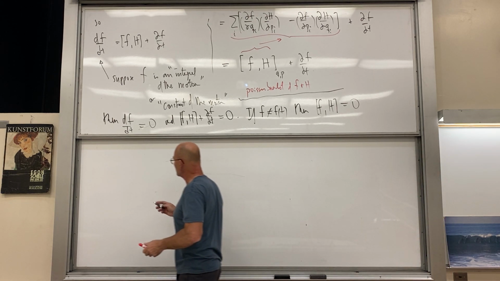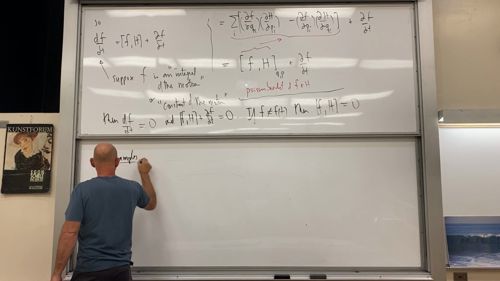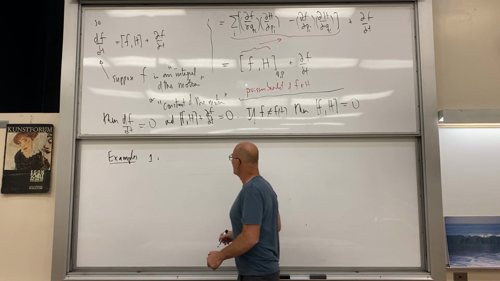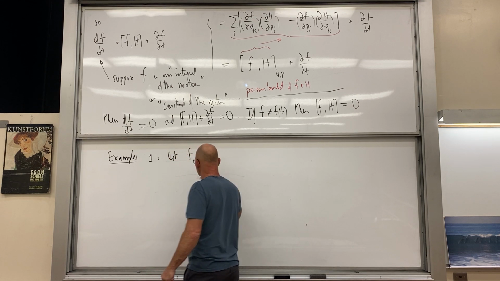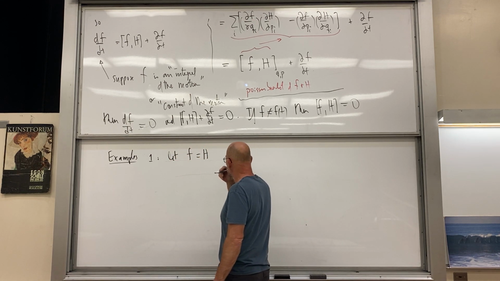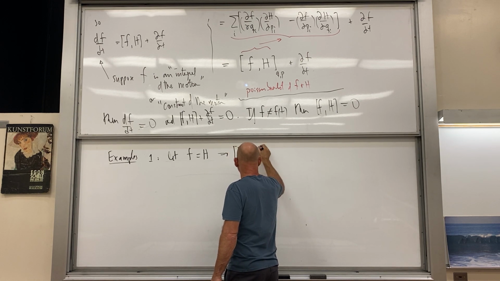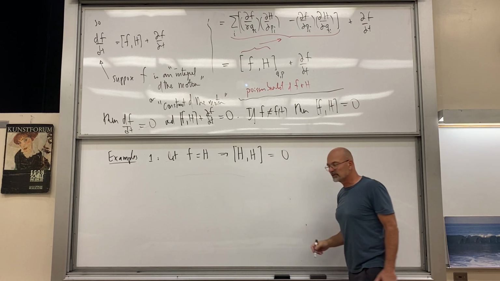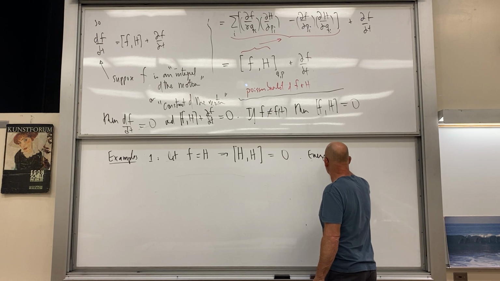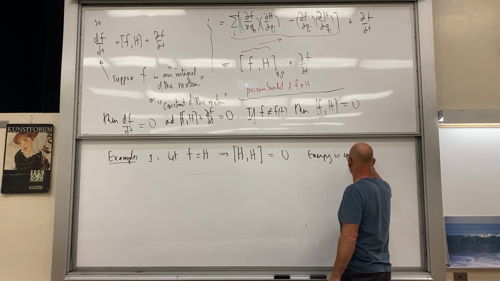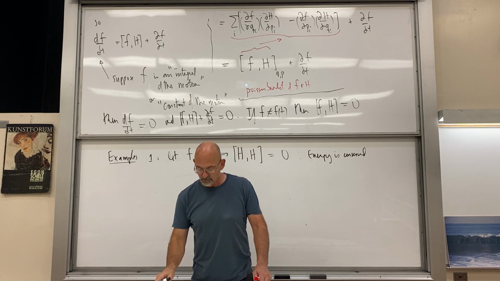Immediately we want to do a couple of examples. And the most basic one is if we let f be the Hamiltonian itself, then clearly this equals 0, and of course we're just saying the energy is conserved. That's the first example of Poisson bracket.